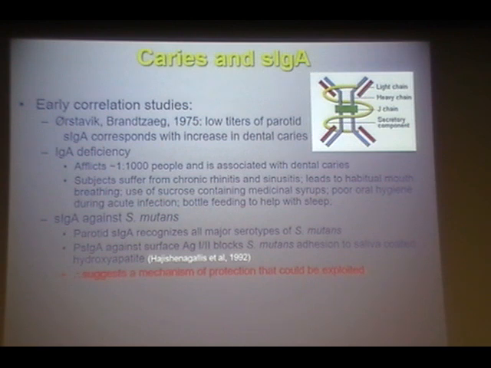So this is an in vitro experiment. This was the first attempt in '92 to demonstrate that secretory IgA against a particular virulence factor can block the ability of Strep mutans, in this case, to adhere, which suggests that there's a mechanism of protection.